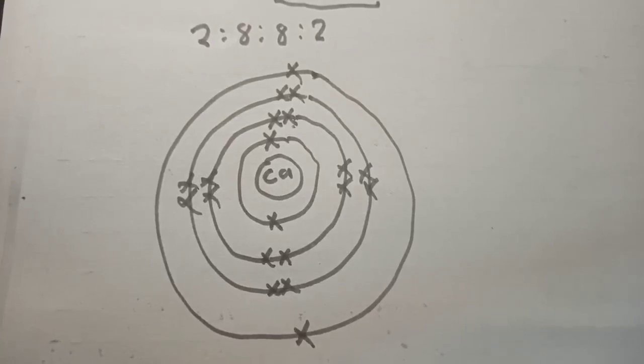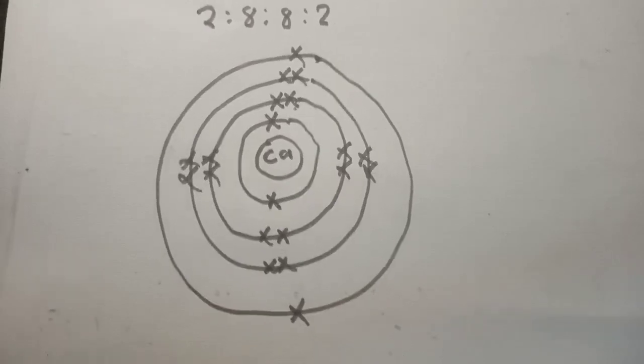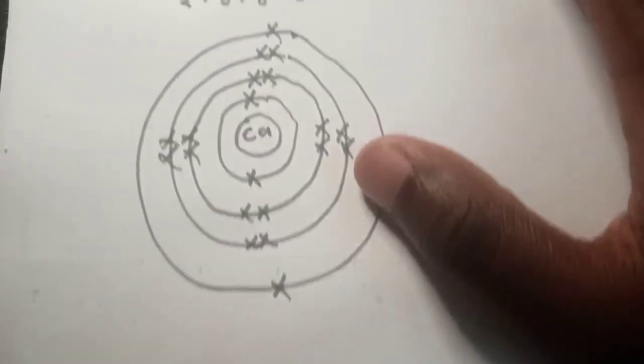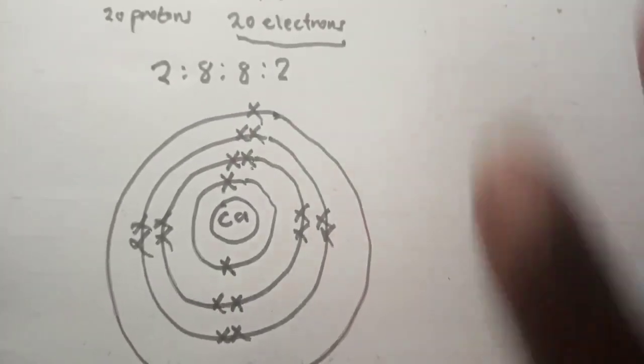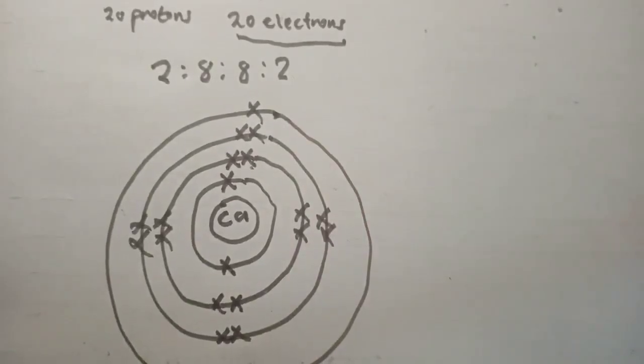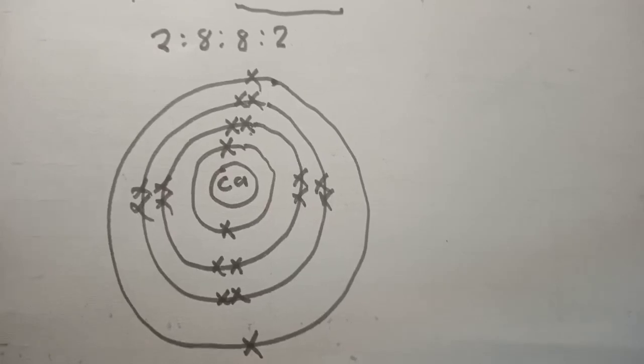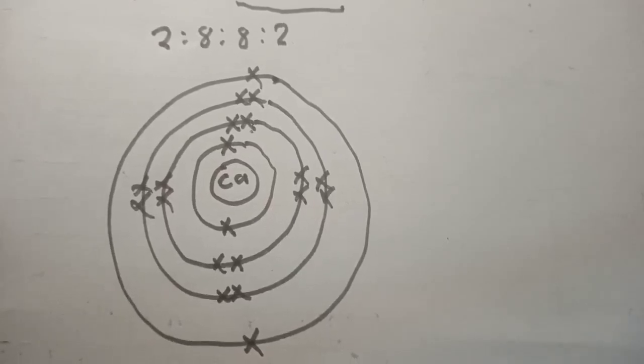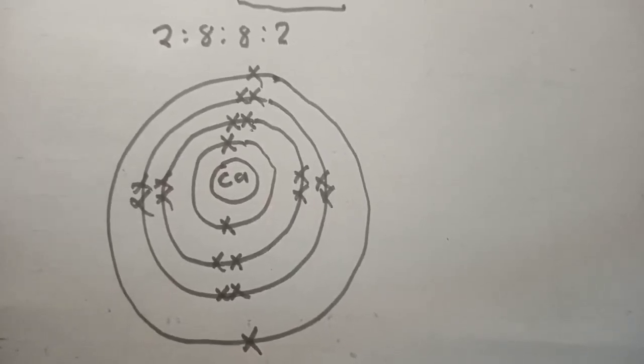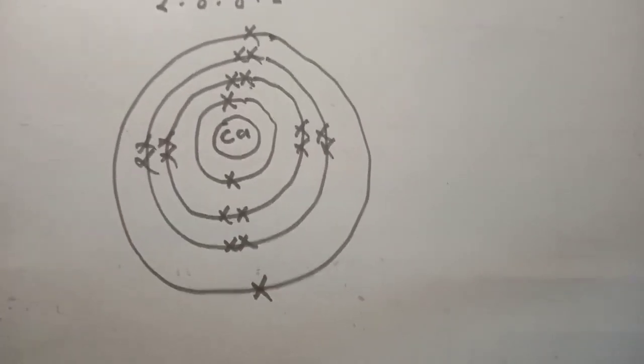Here you should always try to avoid writing more than 8 electrons in a shell. Okay, let's look at one more last example.